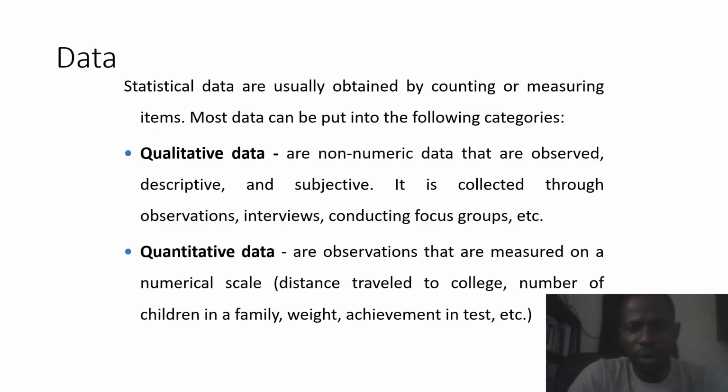Then the central theme of what we're saying all the while has been data, data, data. Data, of course, is information which can come in several forms. Statistical data are usually obtained by counting or measuring items. Most data can be put in the following categories. It can either be quantitative or qualitative.